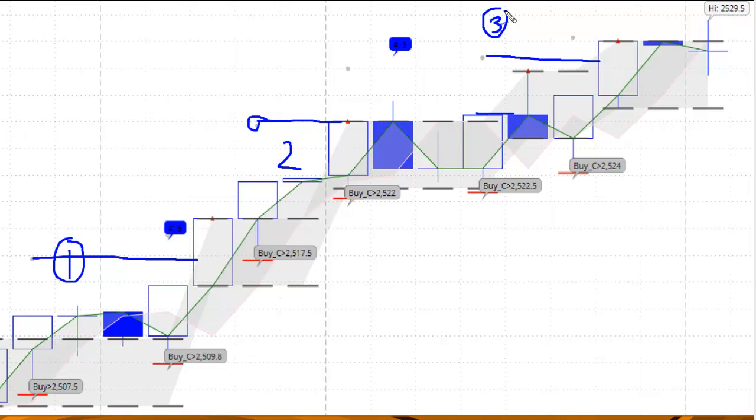Is that doable for other assets? Absolutely. Let me give you a short example for a couple of other assets that you can trade that way.